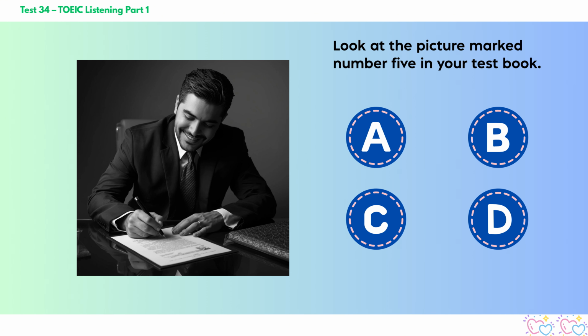Look at the picture marked number 5 in your test book. A. The man is signing a contract on the table. B. The document is being printed. C. The pen is missing. D. People are leaving the room.